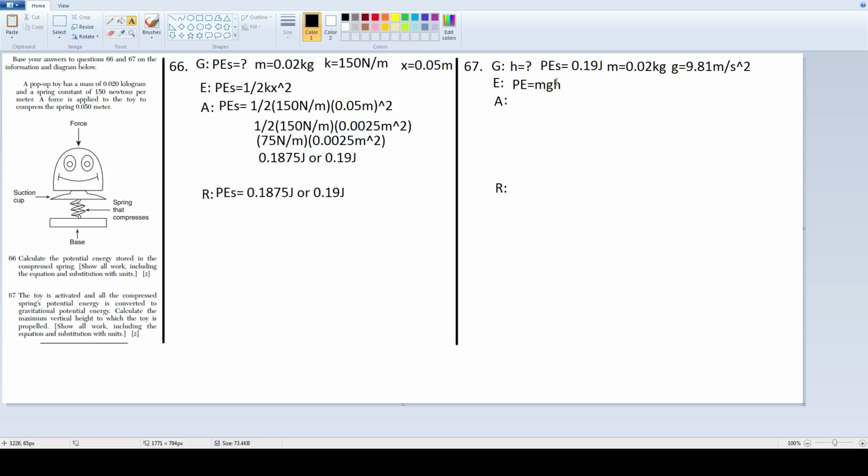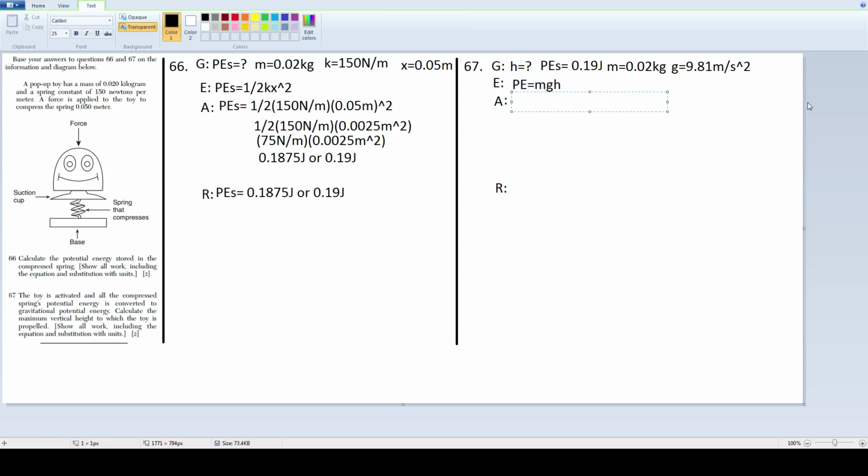So this formula, since it is asking for the vertical height, all we have to do is isolate the height. The first thing we can do to get started is to plug in all of the values. So 0.19 joules is equal to 0.02 kg. Let's put that in parentheses, make it more organized, times 9.81 meters per second squared, and times height, which is what we are trying to find.